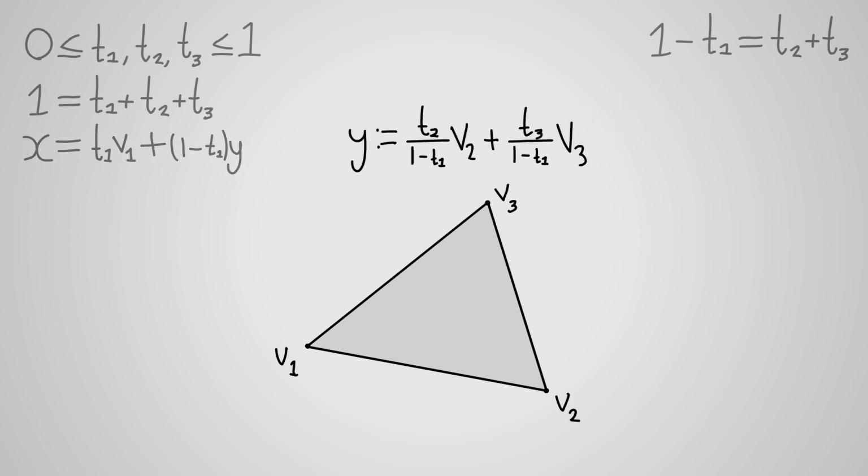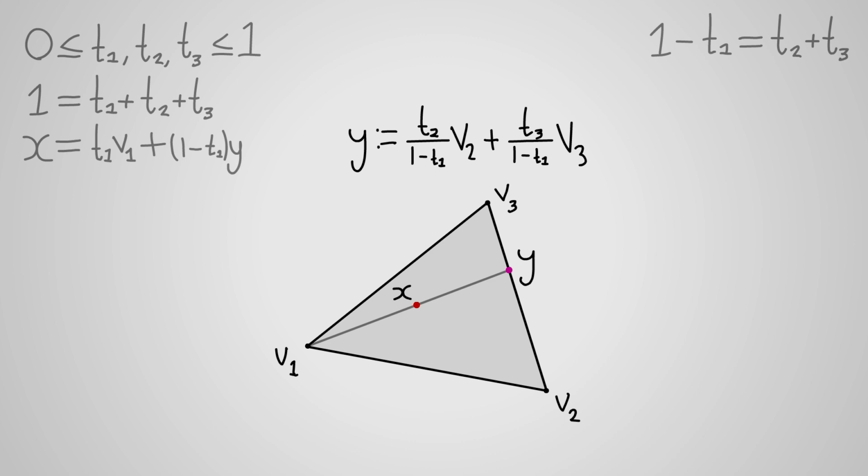So let's take a look at y. It's a scaled sum of v2 and v3. Could it be a convex combination of v2 and v3? That would put it on the line segment between v2 and v3, which would, in turn, imply that x is on the line segment between a vertex, v1, and a point on the boundary, which would mean that x is in the triangle, just as we wanted.